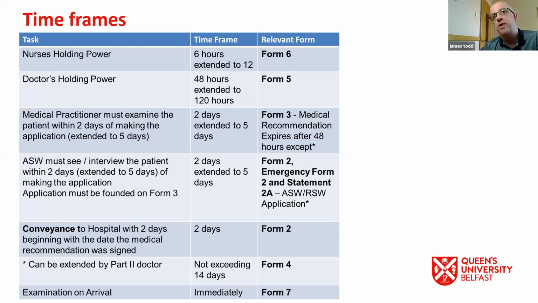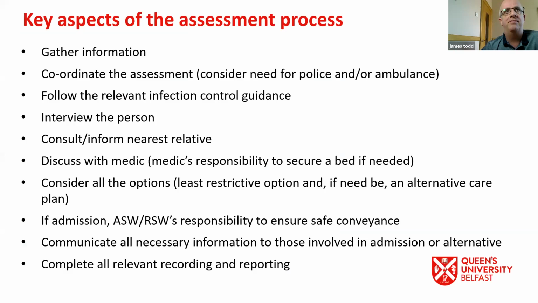Likewise, for the Form 2 or the Emergency 2, you also must have seen the patient in some way within the previous 2 days. That's now extended to 5. I think the expectation is that we would still try and stick as close as possible to the actual assessment point, not delaying those. Conveyance to hospital, again, has to be within 2 days. It's normally done at that point, but that extension can be delayed, and then also the examination on arrival.